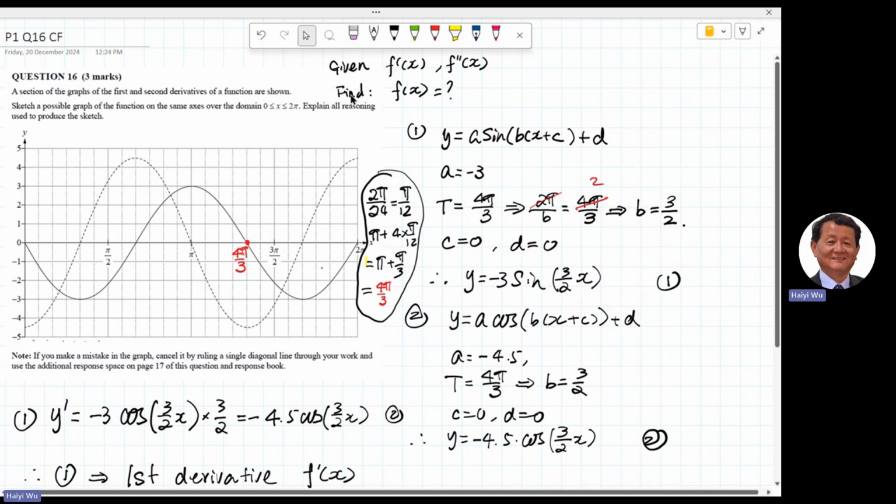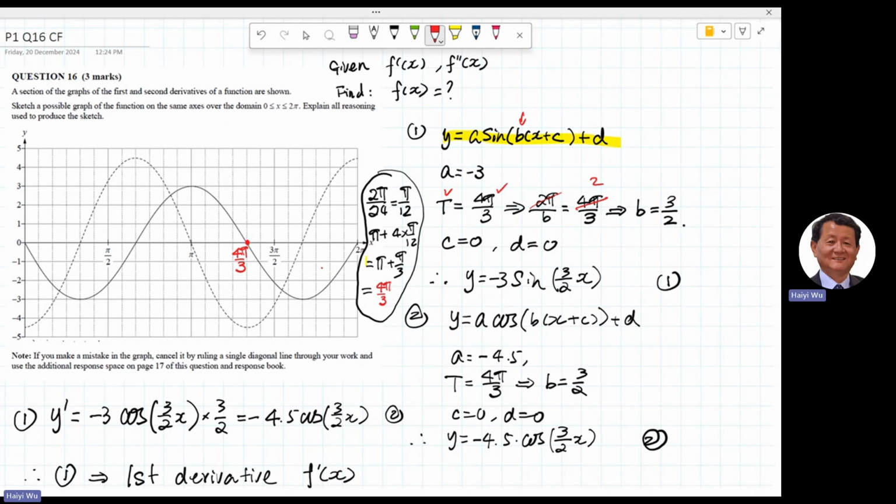Okay, first I'm going to assume the continuous graph is sine. Because it looks like a sine curve, I'm going to decide A, B, C, D as coefficients. First, A is -3, the amplitude is -3. Why negative? Because it's upside down. Then we decide the period before I decide what B is. B is determined by the period, using capital T. Our period is 4 pi over 3.